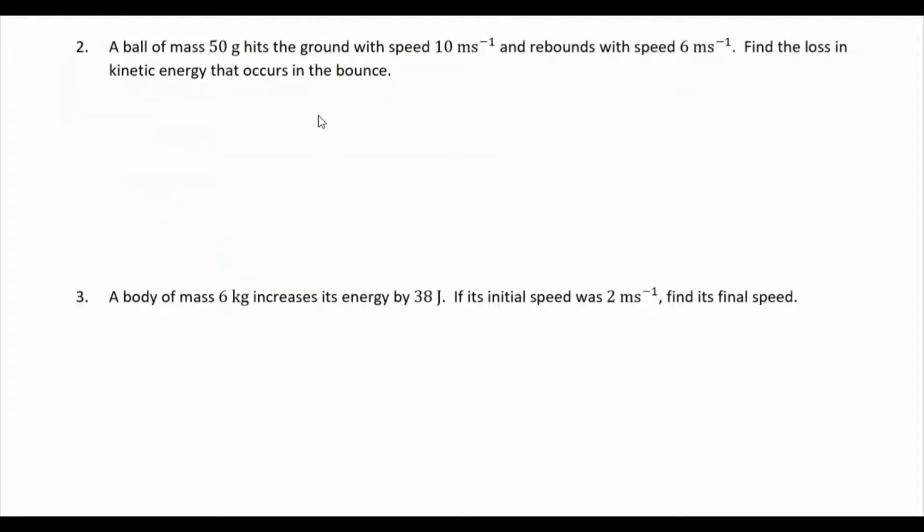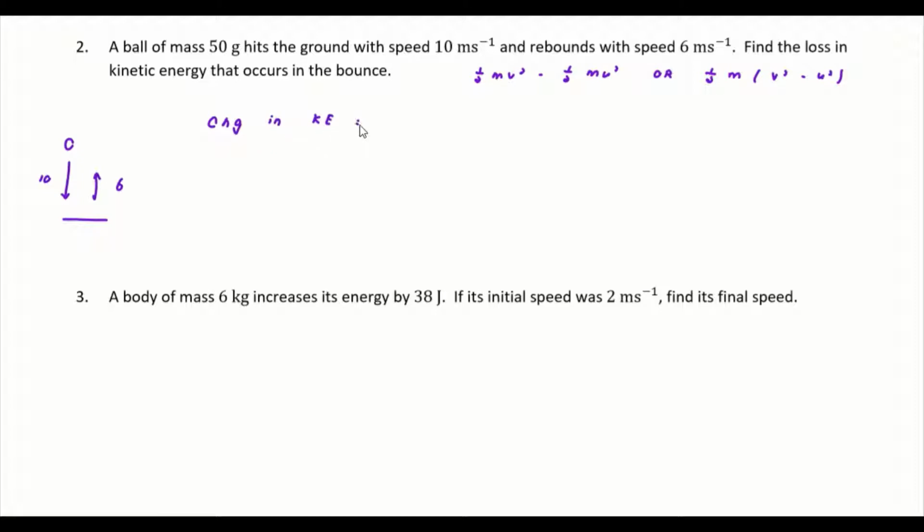Okay, question 2. A ball of mass 50 gram hits the ground with speed 10 meters per second and rebounds with speed 6 meters per second. So hits the ground with 10, rebounds with 6. Find the loss in kinetic energy that occurs in a bounce. We can use the formula: either half mv squared minus half mu squared, or the one after factorization, which will be easier: half m times v squared minus u squared. Make sure that you are using the right one for which is your v and which is your u.